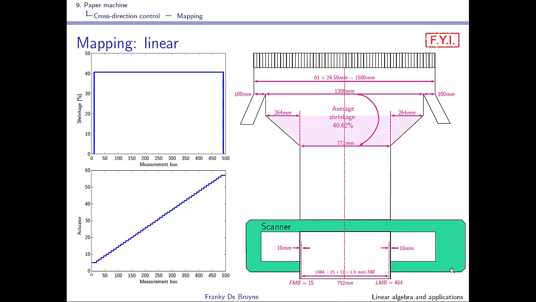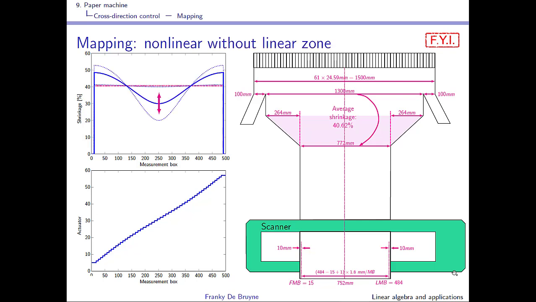So this is an example of mapping. It's linear mapping in this case, but first of all I want to tell you that this is not for a paper process. In a paper process the average shrinkage is around 3 or 4%, and you can see over here that the shrinkage is around 40%. So this corresponds to a process that is called polyethylene coating. You can see that indeed every measurement box has been assigned to an actuator, and this has been done linearly, and this results in a constant shrinkage.